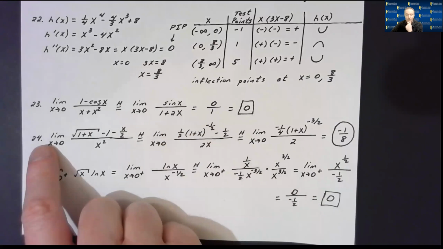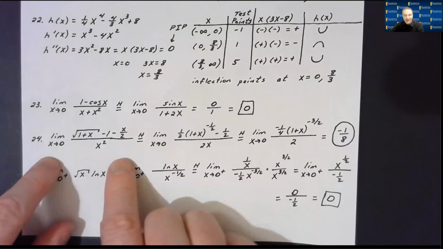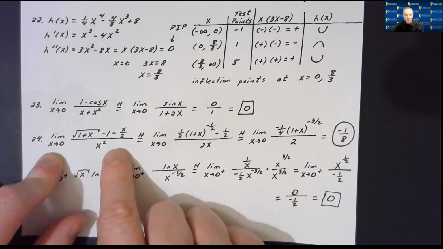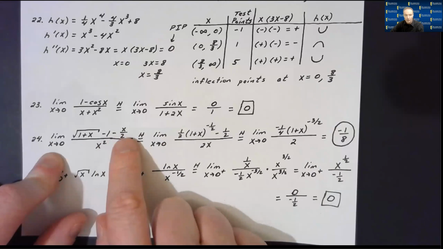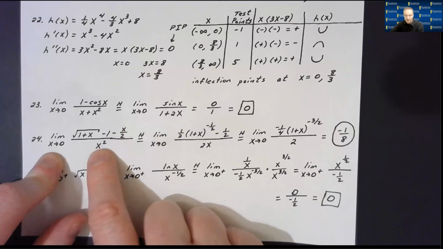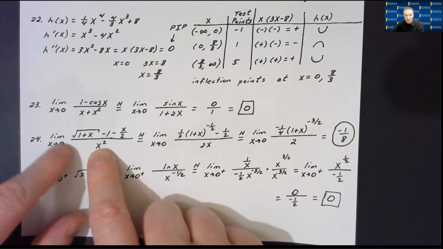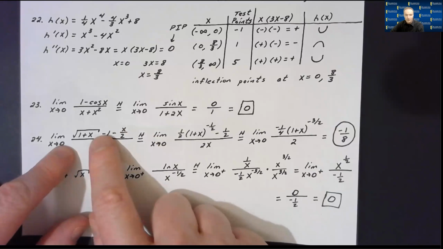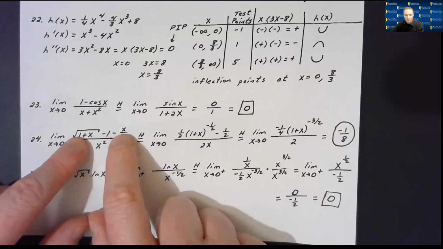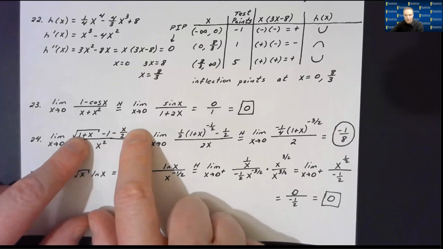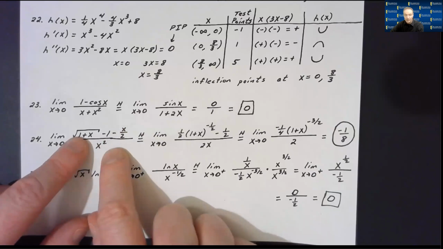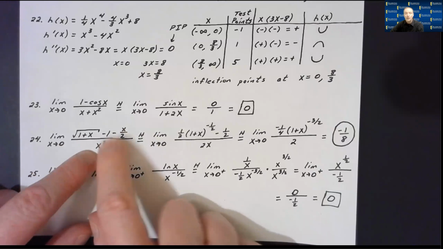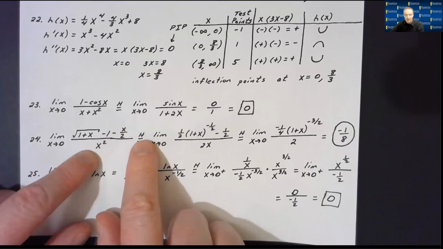I go to 24. We have the limit as x approaches 0 of the square root of 1 plus x minus 1 minus x over 2, divided by x squared. So I thought about this. Can I plug in the 0? My numerator would be square root of 1 minus 0. That's a 0. My denominator would be 0 squared. 0 over 0, L'Hopital applies.